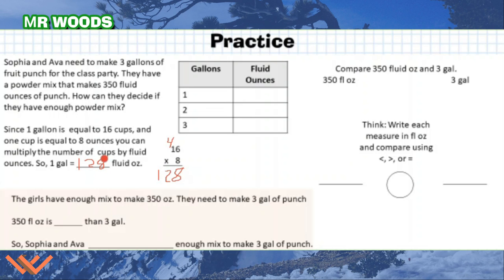128 fluid ounces. Let's compare what we have. But before we can do that, we have to figure this out here. So 1 gallon is equal to 128 fluid ounces, right? 2 gallons, I'm going to double that. That's going to be 256, right? And then 3 gallons, it's going to be another 8 there. So 6 and 8, there's going to be 4, 7, 8. So I have 384 ounces, right? So is that more than enough?